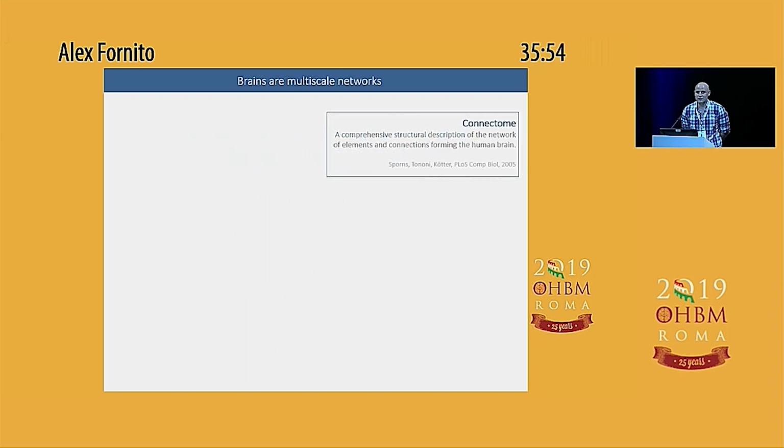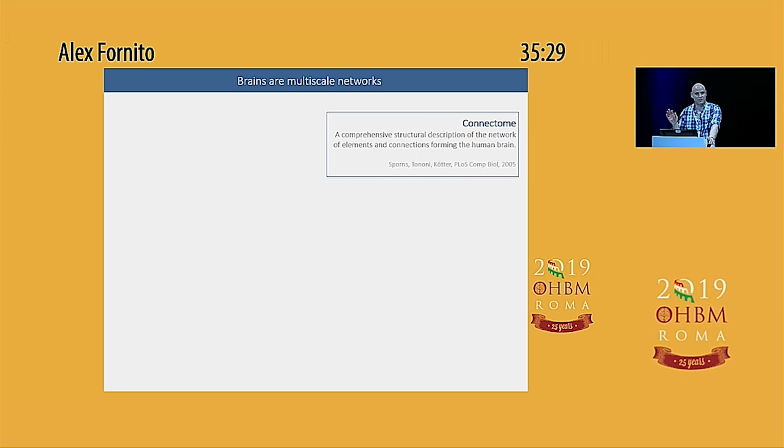So first things first, we want to define our terms, and you've probably heard this word a lot if you're at this conference, connectome. The term was first defined by Olaf Sporns, Giulio Tononi and Rolf Kotter in 2005 in this PLOS Computational Biology paper, and they defined it as a comprehensive structural description of the network of elements and connections forming the human brain.